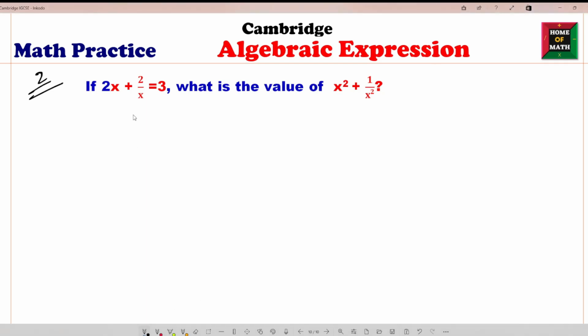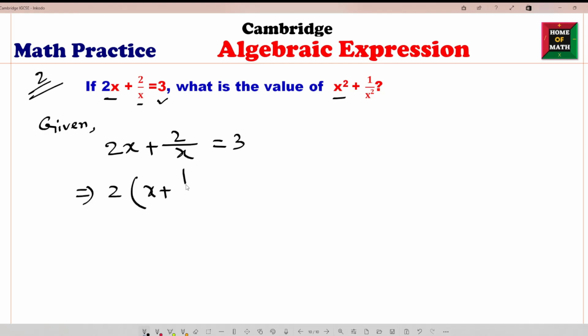Second question: if 2x plus 2 by x equals 3, what is the value of x square plus 1 by x square? Look, here is 2x plus 2 by x, but we need x square plus 1 by x square, so we have to do something. Given 2x plus 2 by x equals 3, we can take 2 common, so x plus 1 by x equals 3 by 2.